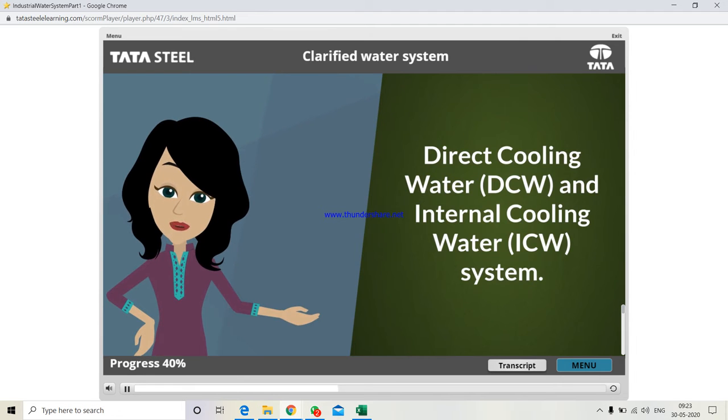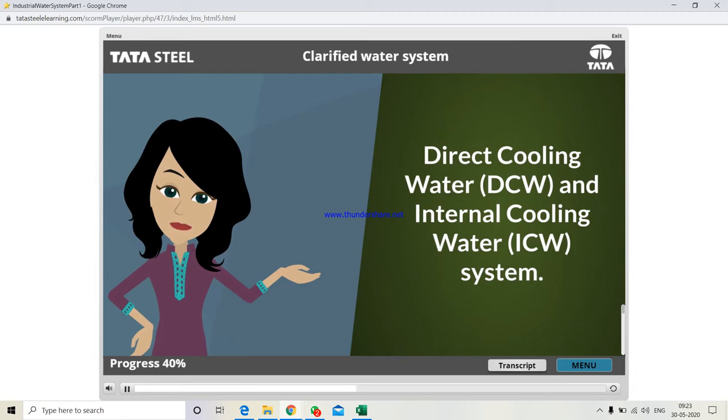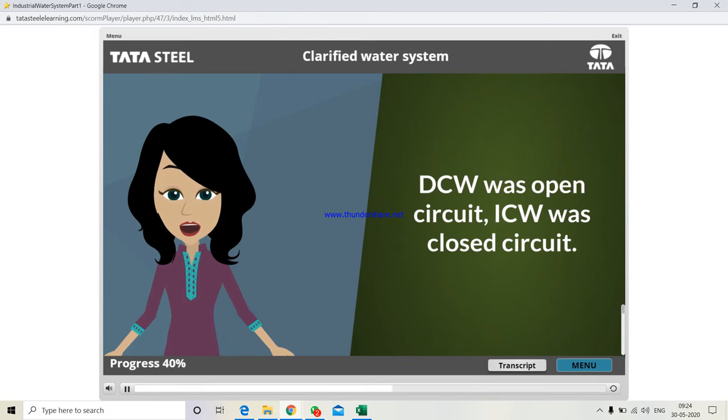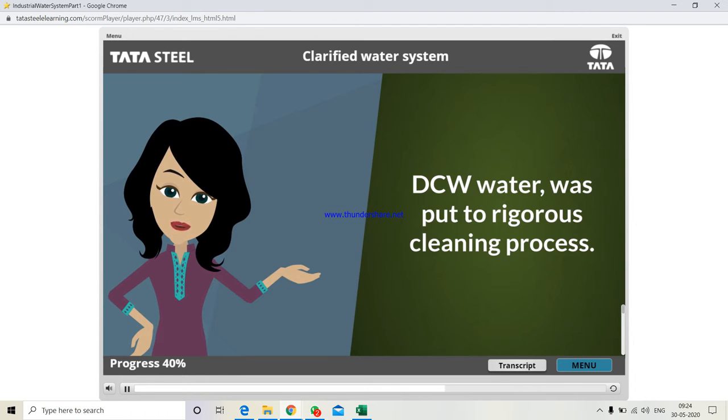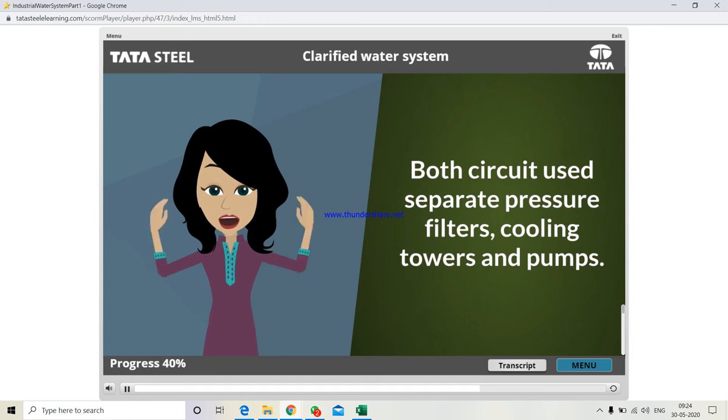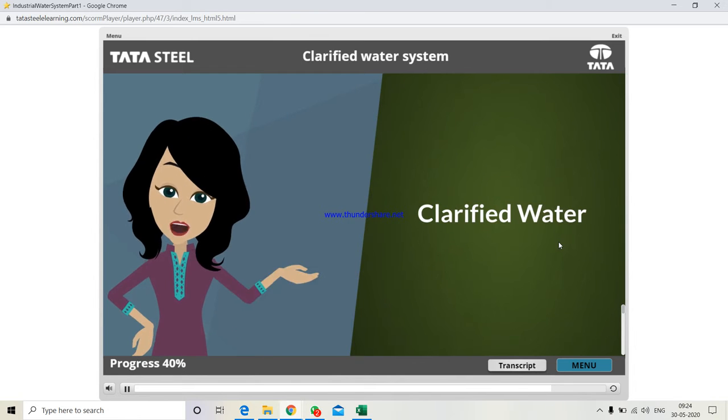Concept of direct cooling water, that is DCW, and internal cooling water, that is ICW system were utilized. DCW was open circuit, whereas ICW was closed circuit. DCW water, owing to contact with rolling stand grease, were put to rigorous cleaning process. This included settling tanks and clarifier. Both circuits used separate pressure filters, cooling towers and pumps. ICW circuit also had offline filtration of cold well water. The makeup water used by these departments' cooling system is pre-clarified at river pump house, and therefore called clarified water.